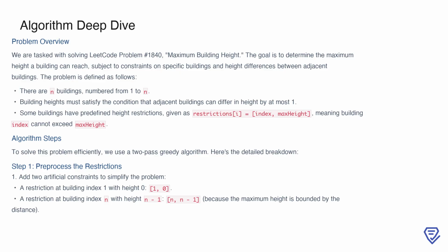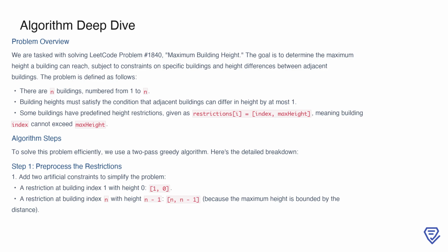In this problem, we are tasked with determining the maximum height a building can achieve under a set of constraints. Specifically, we have n buildings numbered from 1 to n, and the heights of adjacent buildings can differ by at most 1. Additionally, some buildings have predefined height restrictions, given as [index, max height], meaning a building at a specific index cannot exceed a specified height.